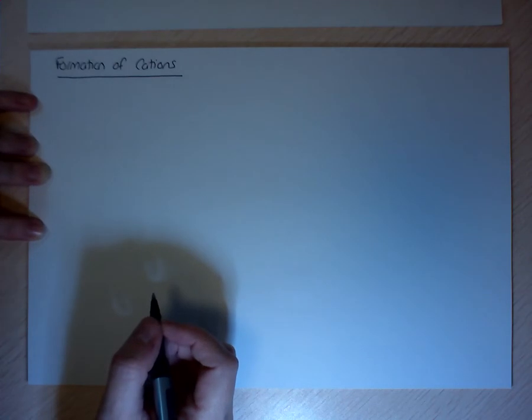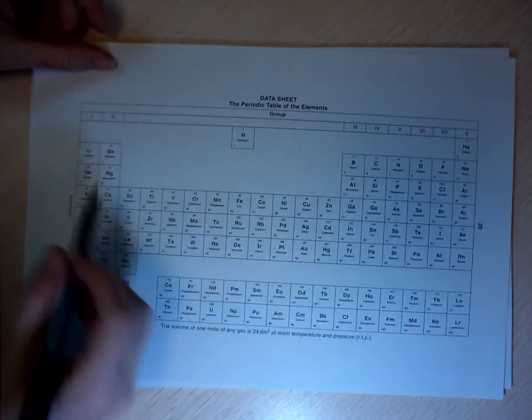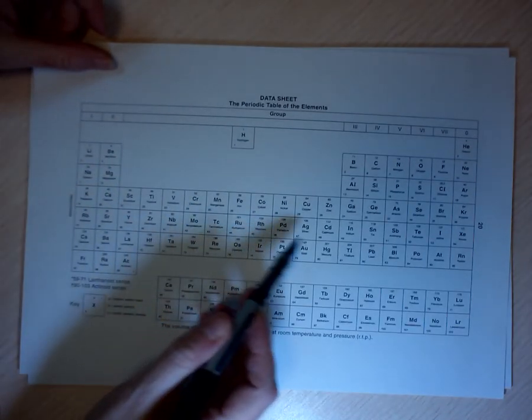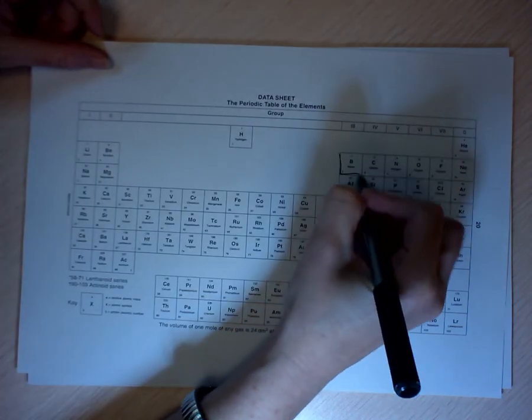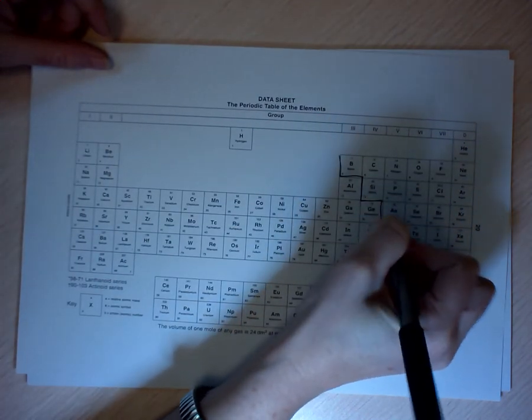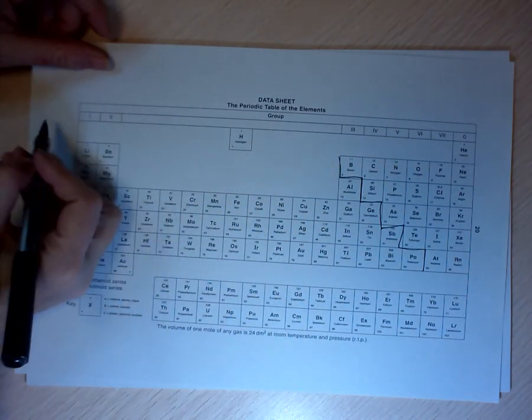This video is going to show us how cations are formed. Cations are formed from the metals of the periodic table. Okay, remember that our metals are here, this side of that step.